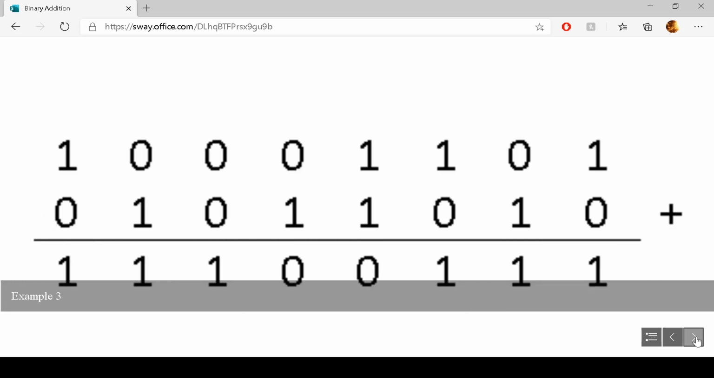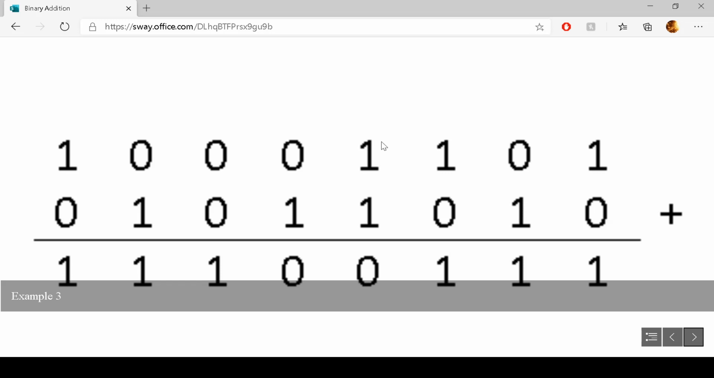Moving on to our third example. Again, we start from the right-hand side and we deal with each column individually and keep moving along until we are finished. The first column is 1 plus 0. 1 plus 0 is 1. In the next column, we have 0 plus 1, and the result here again is 1. In the next column, we have 1 plus 0. The result is 1.